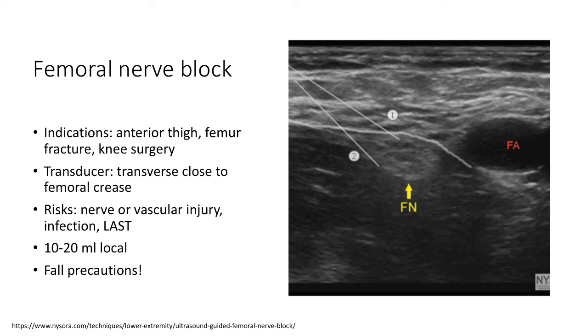the two fascial layers. The needle can then be passed from lateral to medial in plane, either above or below the femoral nerve, and 10 to 20 mL of local anesthetic is injected. Because the nerve will impact quadriceps muscle strength, the patient will be at increased risk of falls. Other complications include possible nerve or vascular injury.